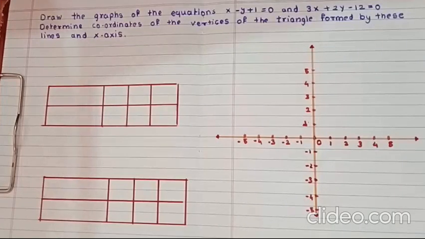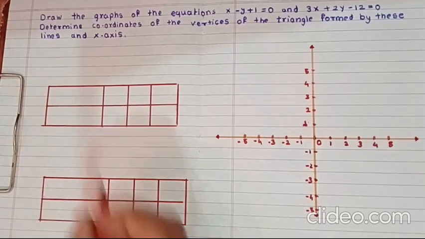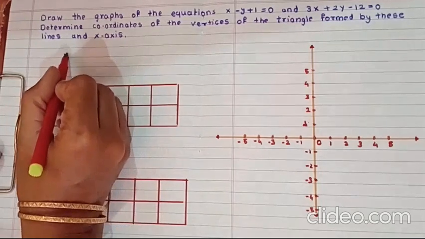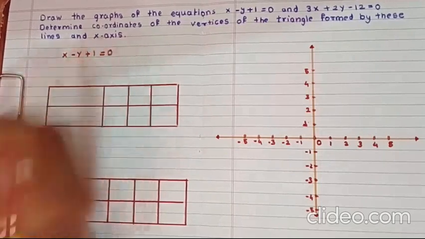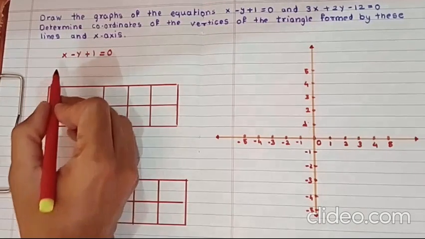See the example: draw the graphs of the equations x minus y plus 1 is 0 and 3x plus 2y minus 12 equal to 0. Determine the coordinates of the vertices of the triangle formed by these lines. Take the first equation, x minus y plus 1 is equal to 0. So what do you get here?